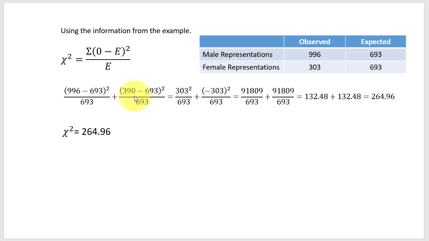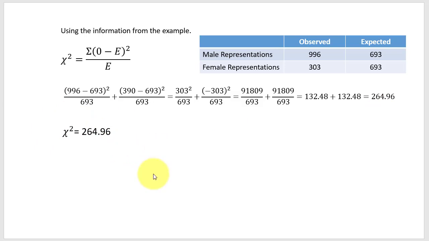divided by 693, plus 390 minus 693, which is negative 303, divided by 693. Keep going with the math, it equals 91,809 divided by 693, plus 91,809 divided by 693, which equals 132.48 plus 132.48, which equals 264.96. That gives us our chi-square statistic.